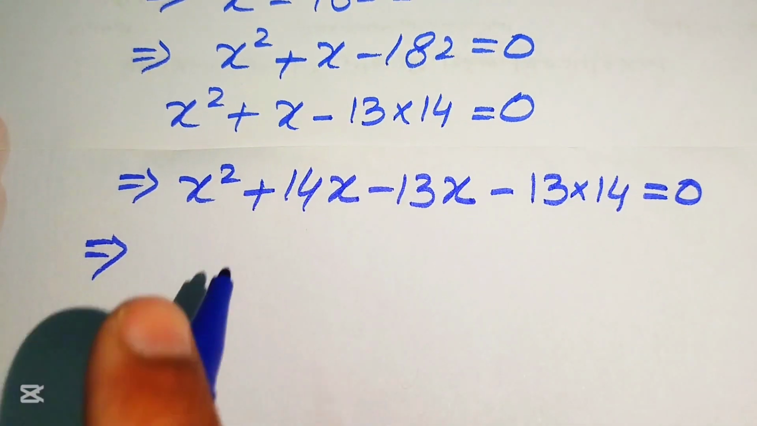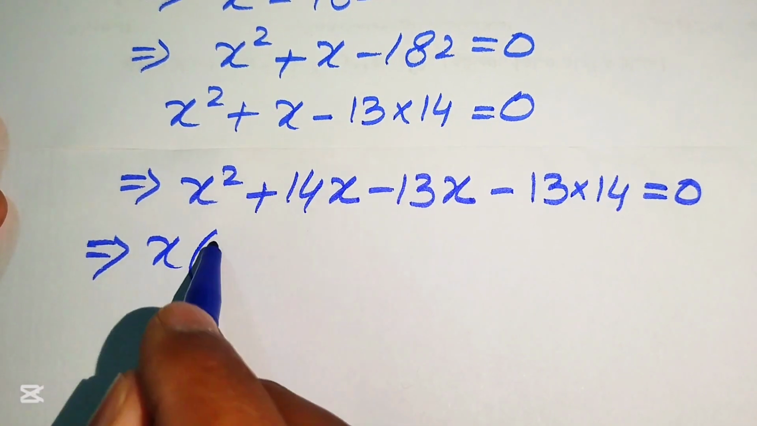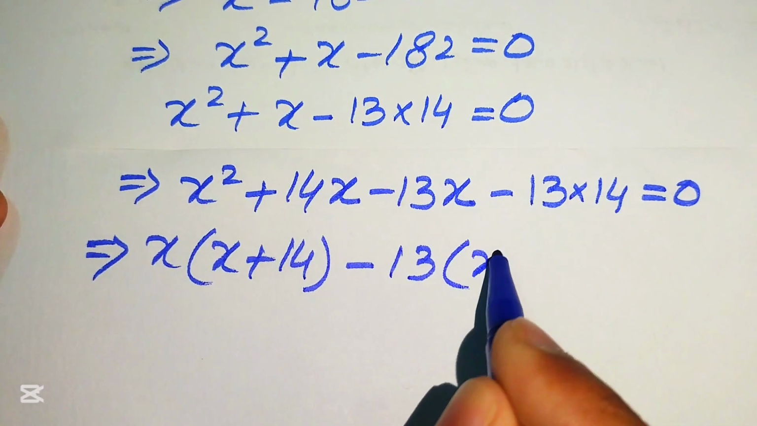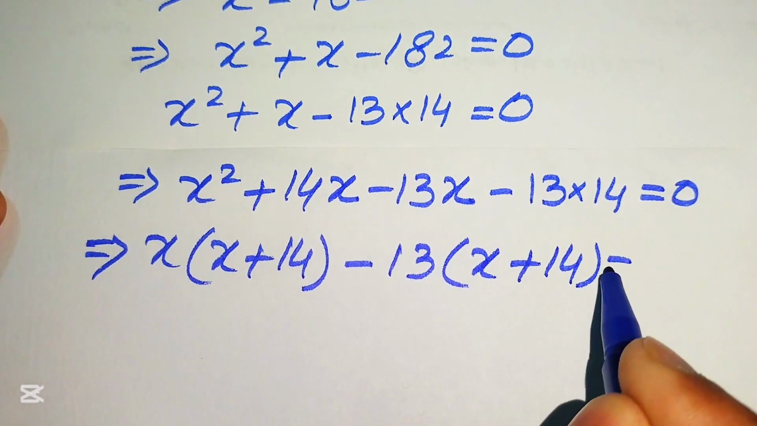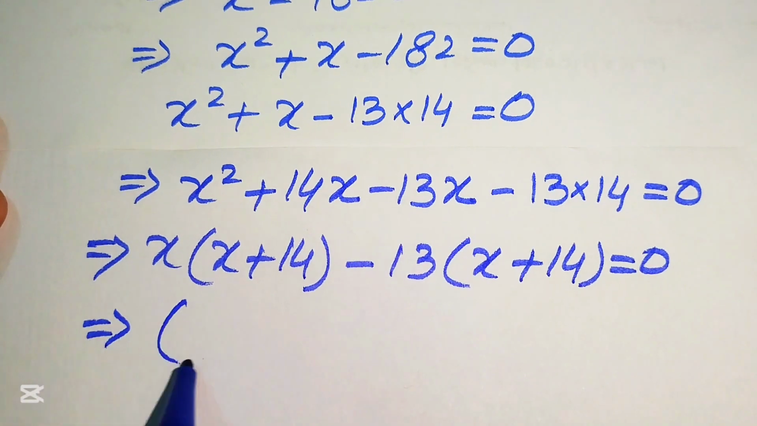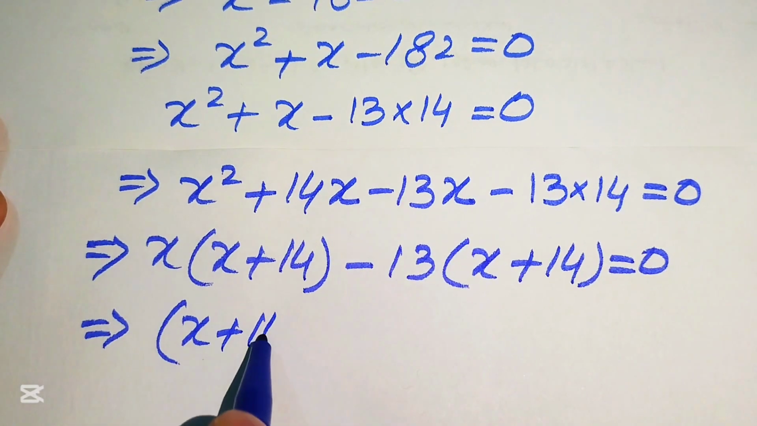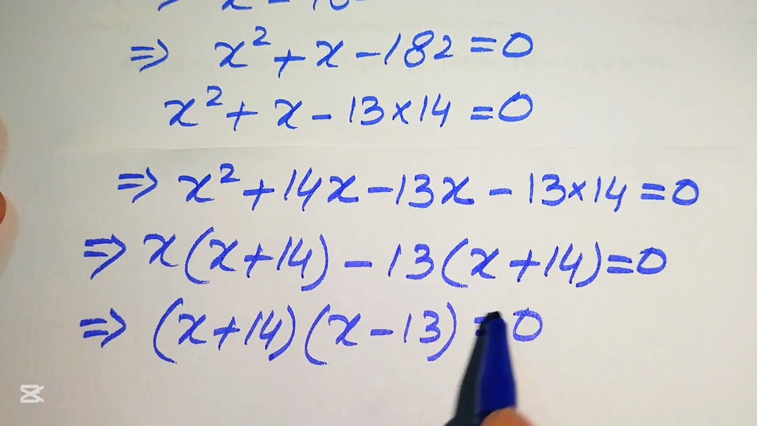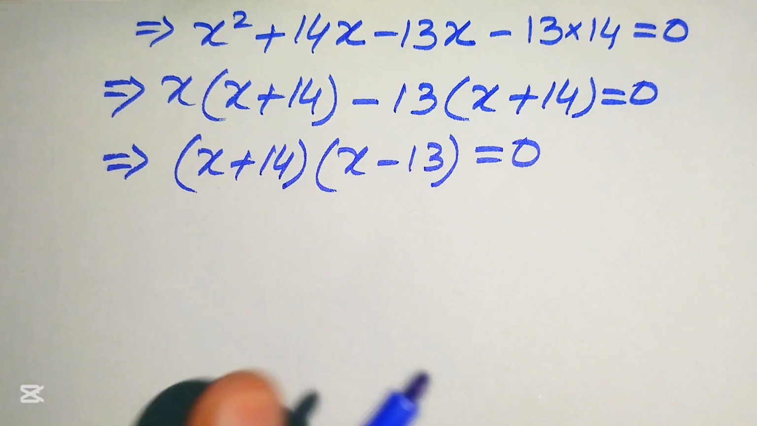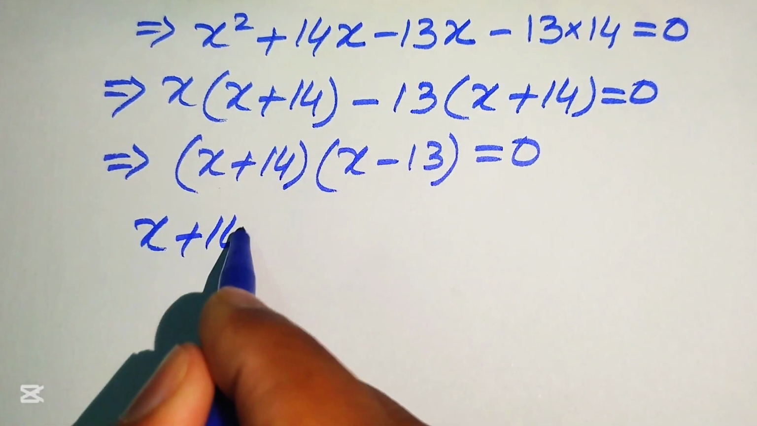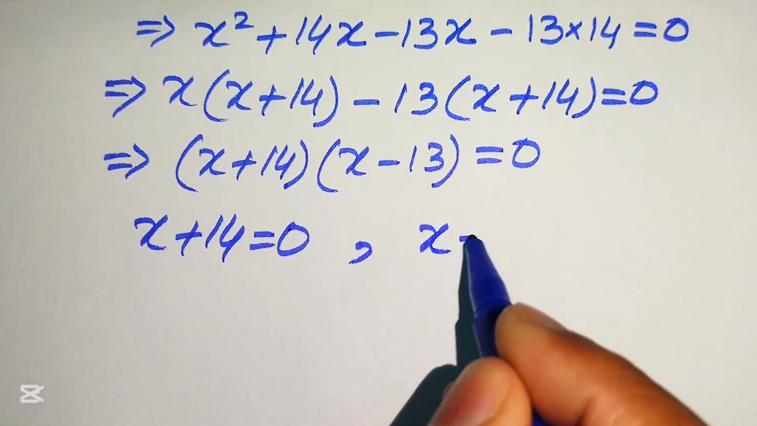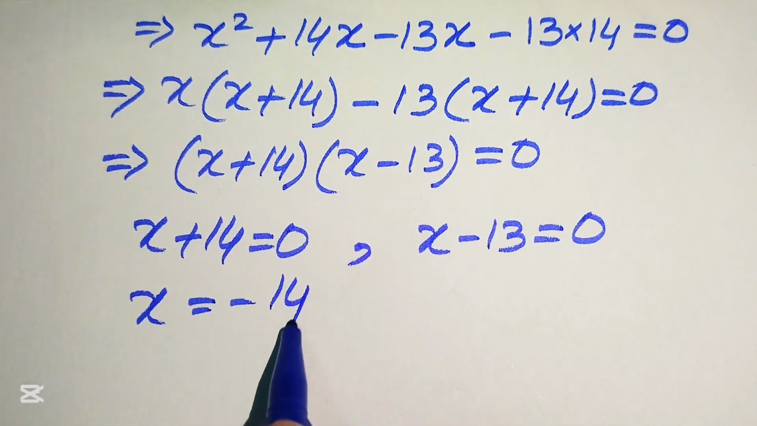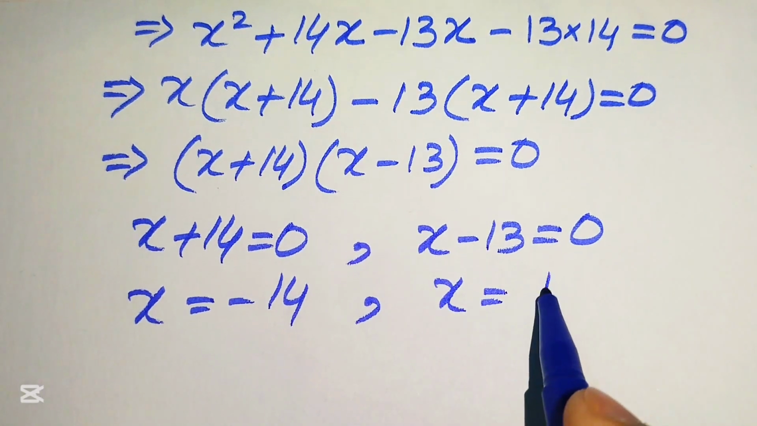And now in the first two terms we take common x, and you get x plus 14, and here we take common minus 13, and you again get x plus 14 equals 0. And now from both of these terms x plus 14 is the common term, and the remaining terms are x minus 13 equals 0. And now we divide this into two cases. The first case is x plus 14 equals 0, and the second case is x minus 13 equals 0, and we get the value of x equals minus 14, and here you get the value of x equals 13.